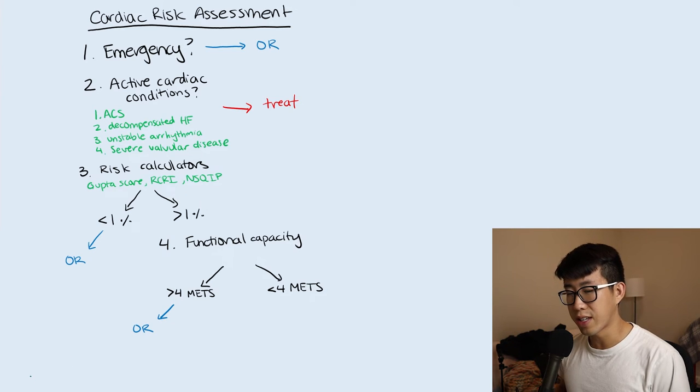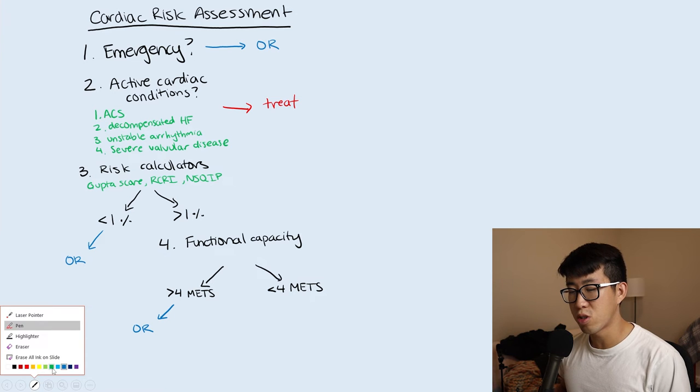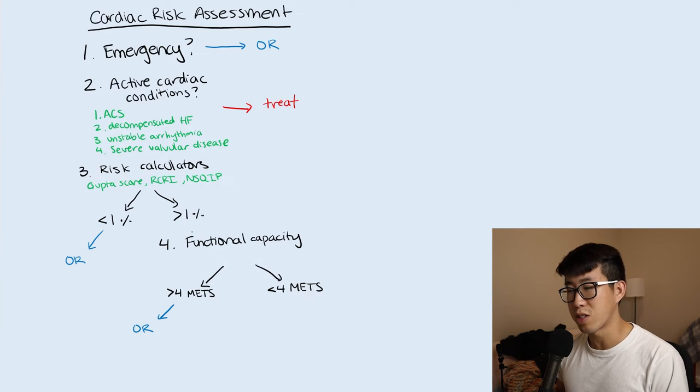And how do we calculate the number of METs? So there's two, basically, ways that we do this. The most common way is to just ask a patient if they can walk up a flight of stairs. If they can walk up a flight of stairs without having to stop, that is the equivalent of achieving greater than 4 METs. So that's one of the most common questions that we ask.